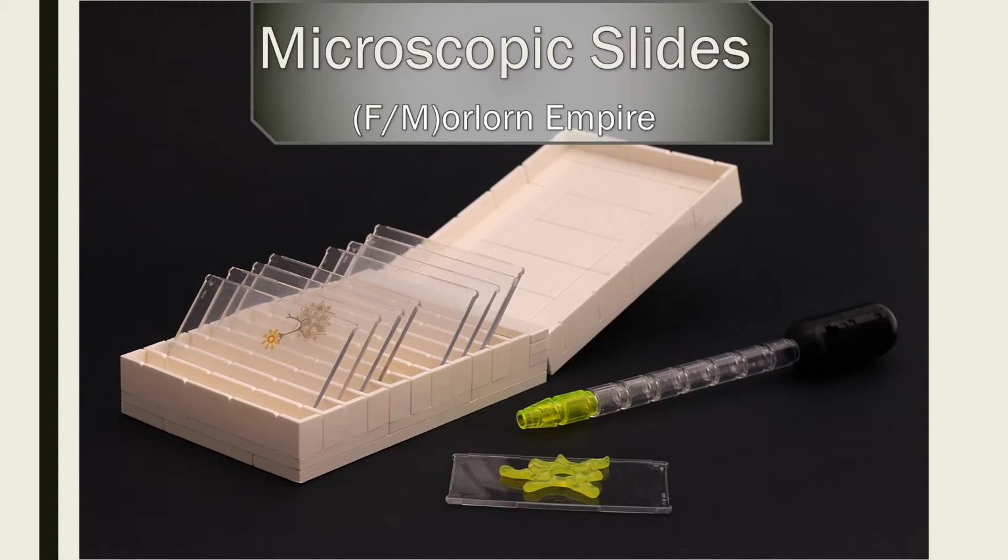This build is about cleanness, or cleanliness, however you want to say it. This one is Microscopic Slides by Forlorn / Morlorn Empire. It's technically posted on his Morlorn Empire Flickr page, which I'll link below, but I'll also link to the builder himself, Forlorn Empire. I think this was done for an article on New Elementary. And this build is an example of clean.